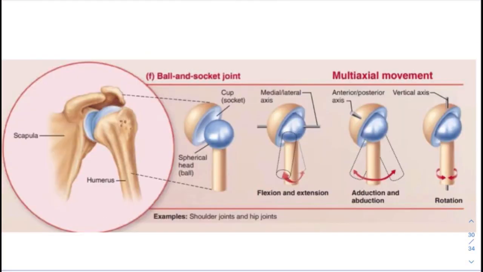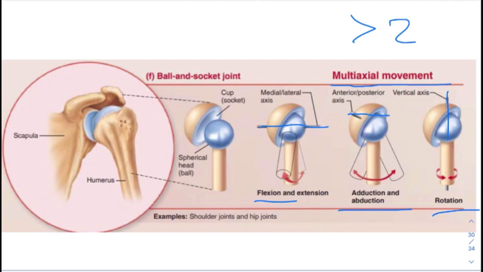Okay, the last type is the ball and socket joint. This is the only type of joint with multi-axial movement. So you have an axis here, medial and lateral axis, anterior posterior axis, and a vertical axis. Because you have more than two axes, we call it multi-axial. It allows multi-axial movement, and it includes flexion, extension, abduction, adduction, and rotation.